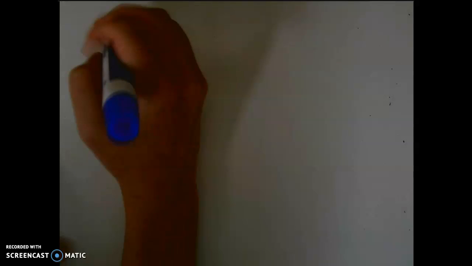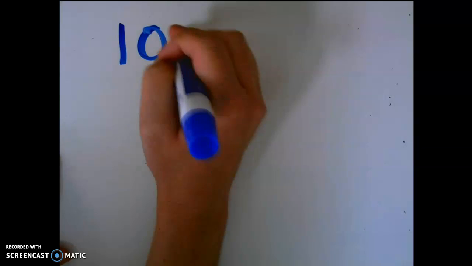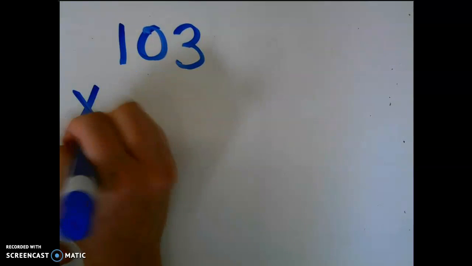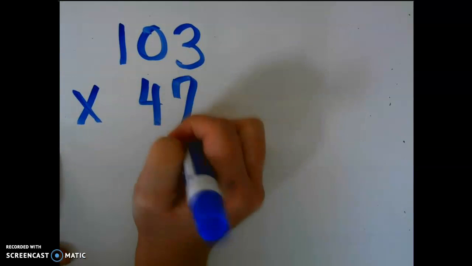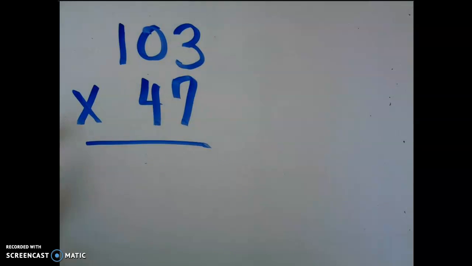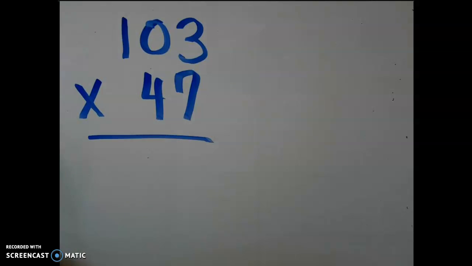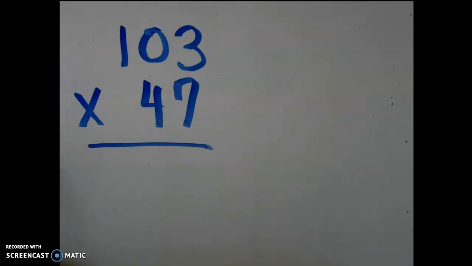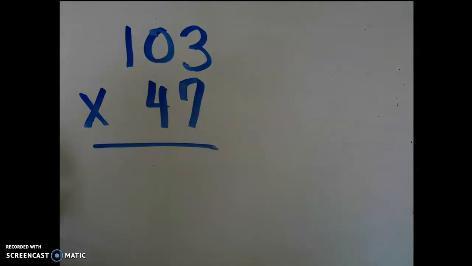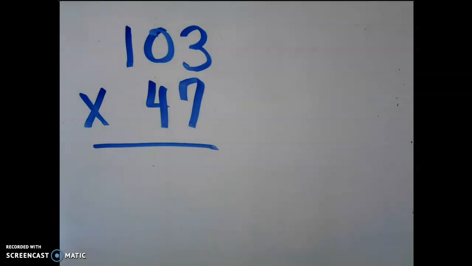Here is our final example. 103 times 47. I wanted to add one with a 0 because we tend to make little silly mistakes when we have a 0 in as one of our digits. So this time I'm not going to break it apart. I'm going to stick to the standard algorithm and just follow the steps.